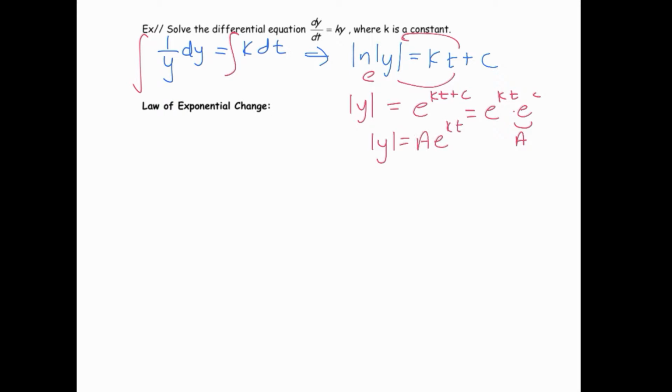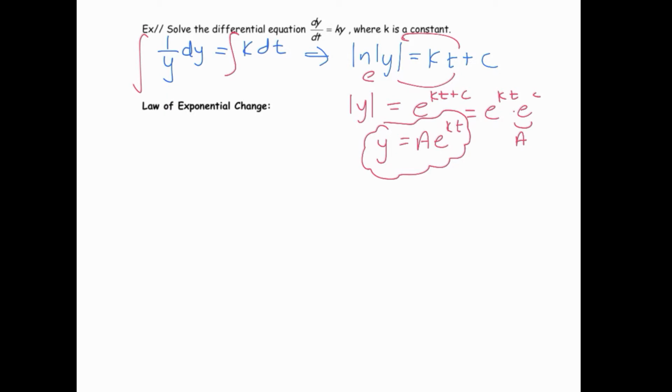Again, I'm just going through this quickly because we did it in the last example. And then again, that absolute value, since we don't have an initial condition, we can just let the a determine the plus or minus of that. And so there is our solution to that differential equation.